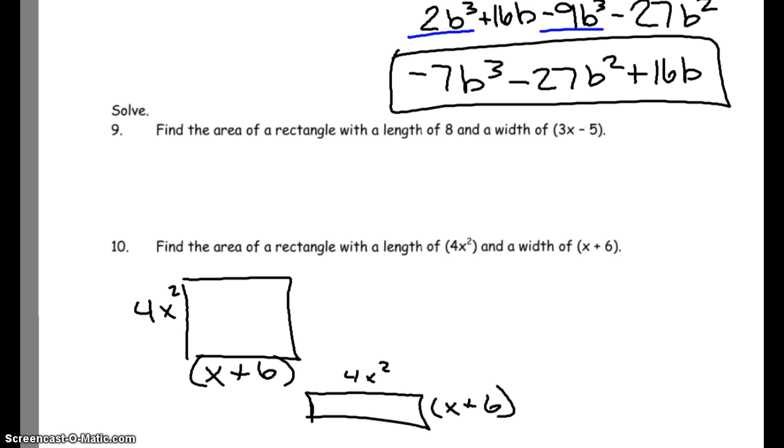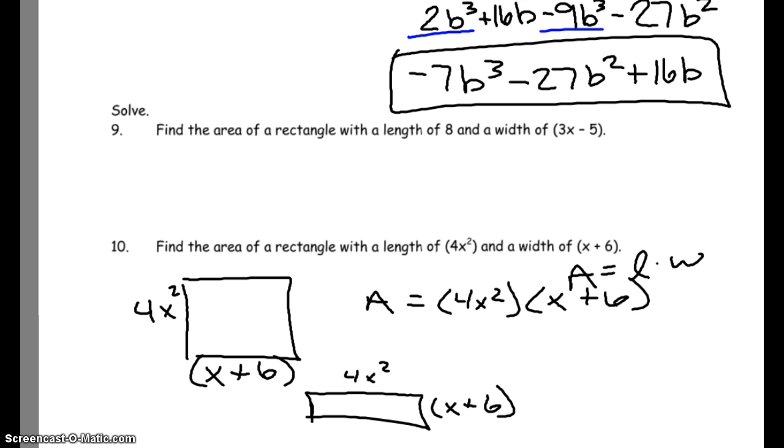So to find the area normally equals length times width. So we're just going to plug our values into that formula. So we're going to have area equals, our length is 4x squared, times our width, x plus 6. And then we're going to treat it very similar to a problem like we did up at the top. It's only different now because it is involving an actual word problem.